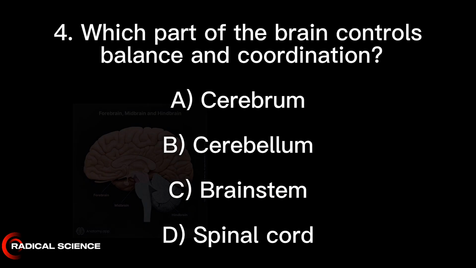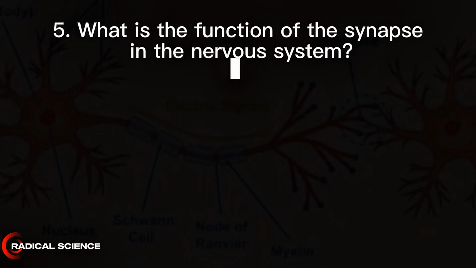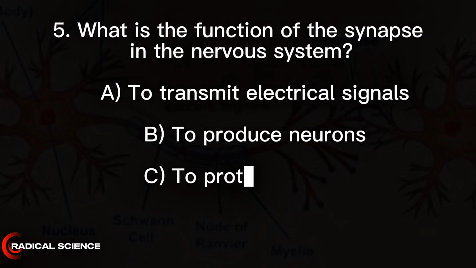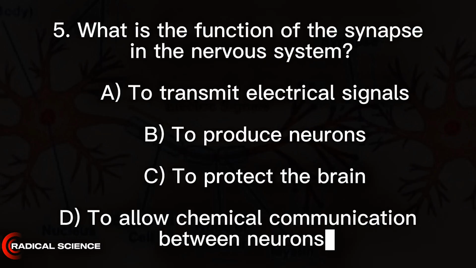Moving on to the next question, which is number 5. What is the function of the synapse in the nervous system? A. To transmit electrical signals. B. To produce neurons. C. To protect the brain. D. To allow chemical communication between the neurons.